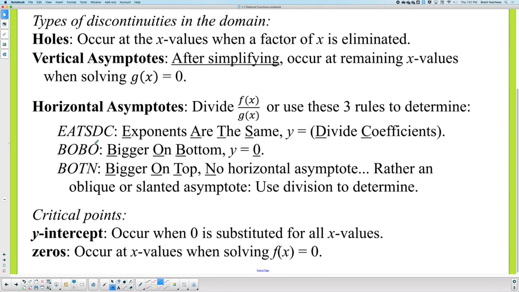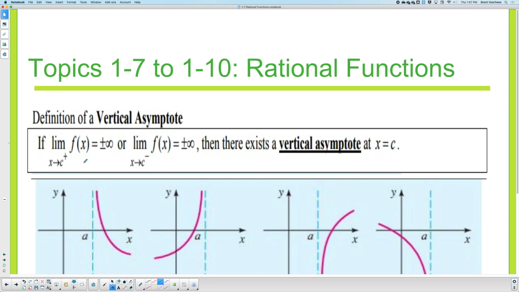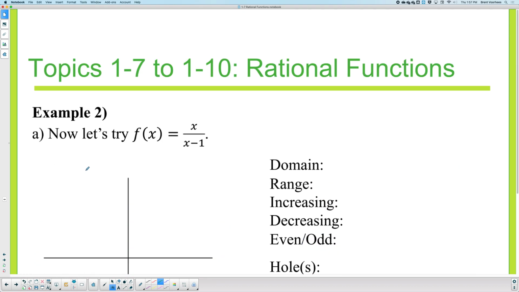There was that word bobo I used a moment ago. Okay, with that, let's look at our next example.